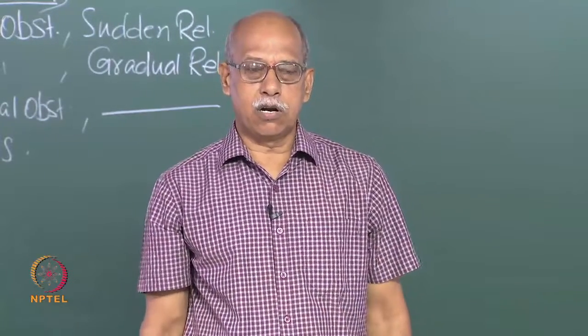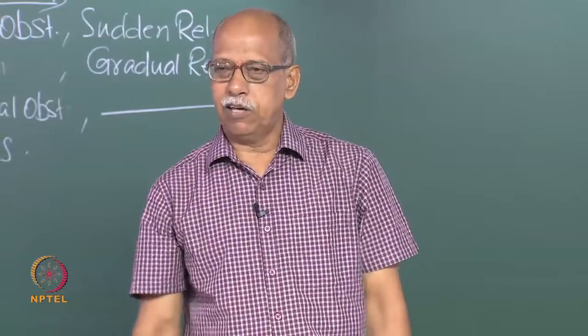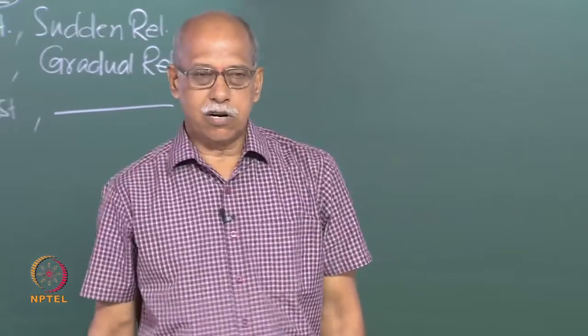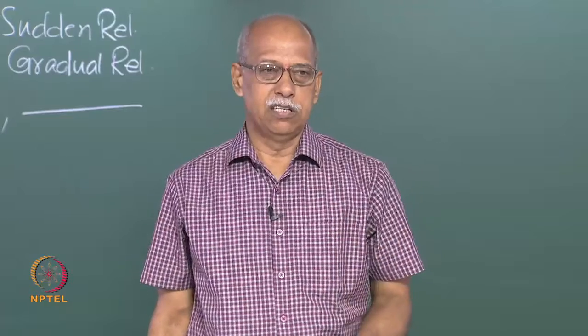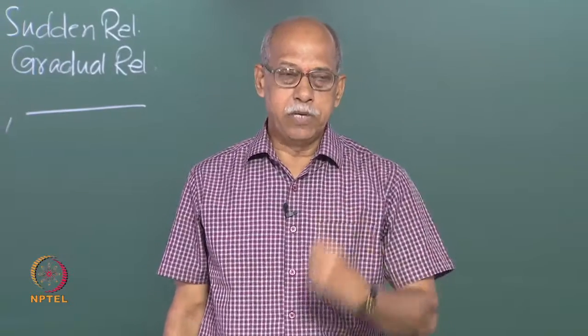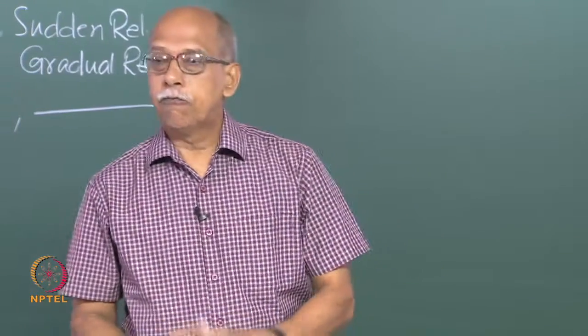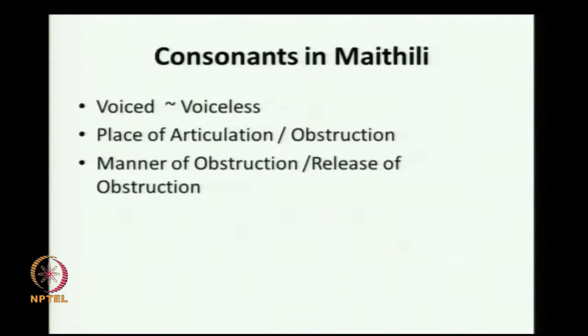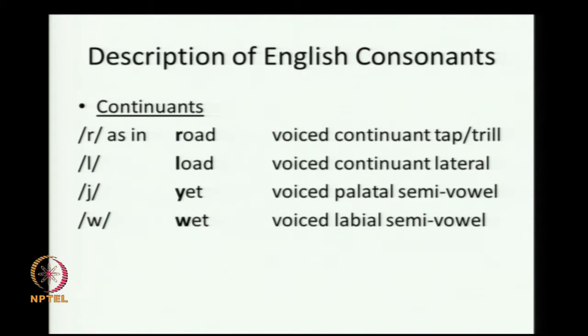When you say rrr, do it. Rrr. It strikes several times, like you are playing tabla. So, it is either tap or trill, and when you say tap or trill, it means that it is produced from the front of the tongue. So, how shall we describe it? Simple. We will say r as in road, voiced, tap or trill, then continuant.